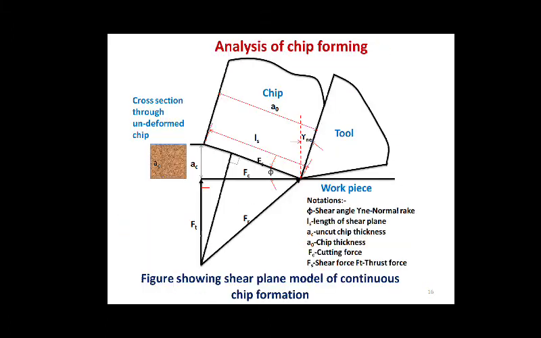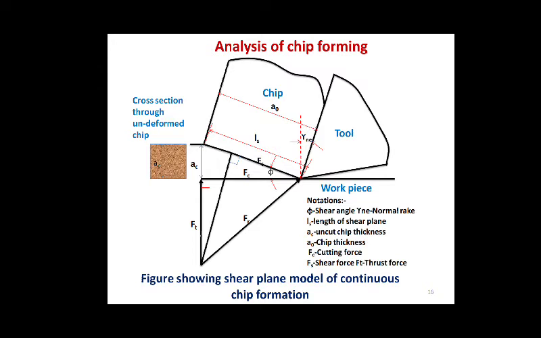Here you can see phi is the shear angle, gamma n is the normal rake angle, ls is the length of shear plane, ac is the uncut chip thickness, a0 is the chip thickness. Many times chip thickness can be taken as t, and uncut chip thickness can be taken as tc also. So it depends on us what notations we are going to use. Here it is used as AC and A0.